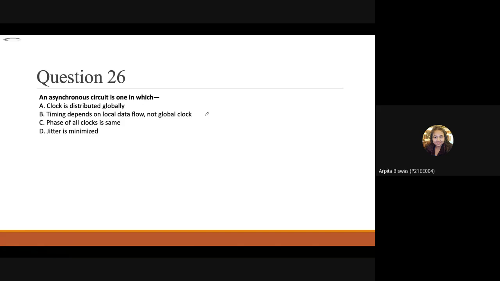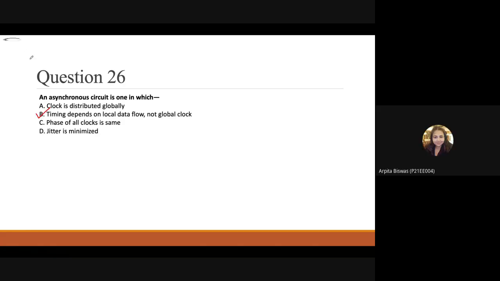Question number 26. An asynchronous circuit is one in which option A, clock is distributed globally; option B, timing depends on the logic data flow, not a global clock; option C, phase of all clocks is the same; option D, jitter is minimized.